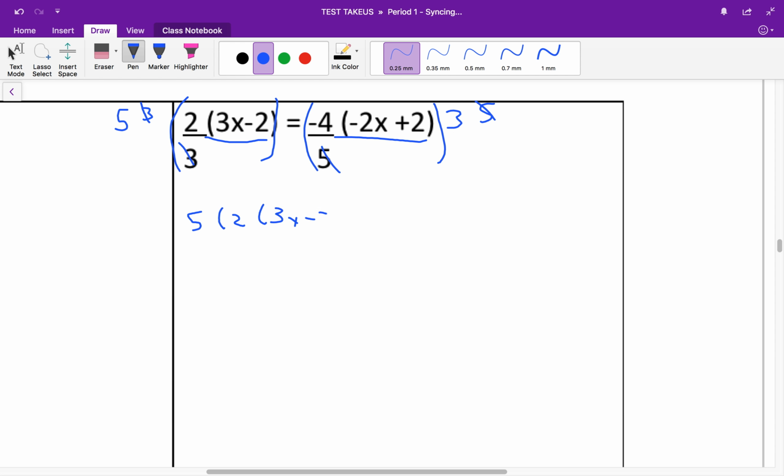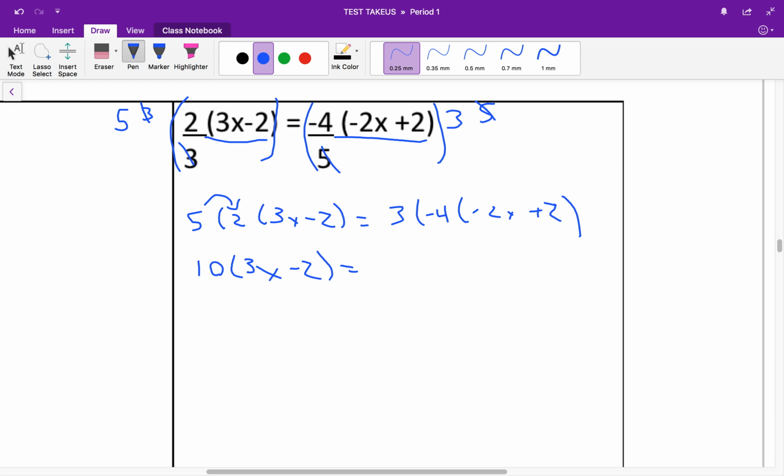3x minus 2 equals 3 bracket negative 4 bracket negative 2x plus 2. And then I'm going to rainbow this in first. So I'm going to get 10 bracket 3x minus 2 equals negative 12 bracket negative 2x plus 2.